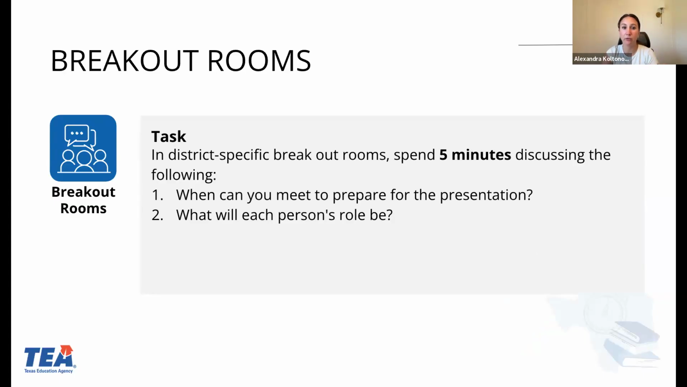So I'm going to open up the breakout rooms. Even if these questions are helpful for you, we just want to give you some time to get some dates on the calendar, start thinking logistically, how can you get that first draft ready by the end of June? Any questions before I send you into breakout rooms?